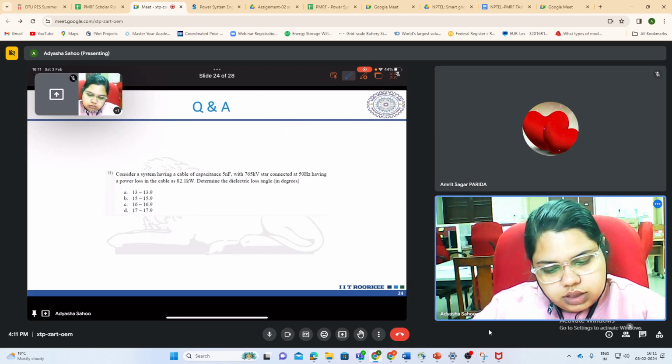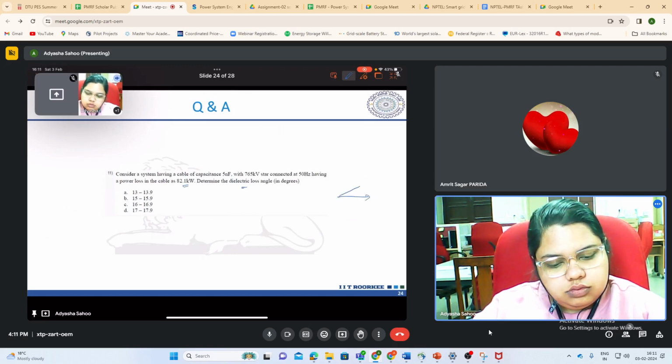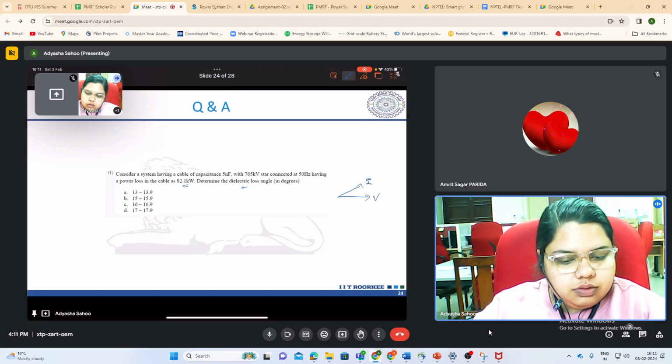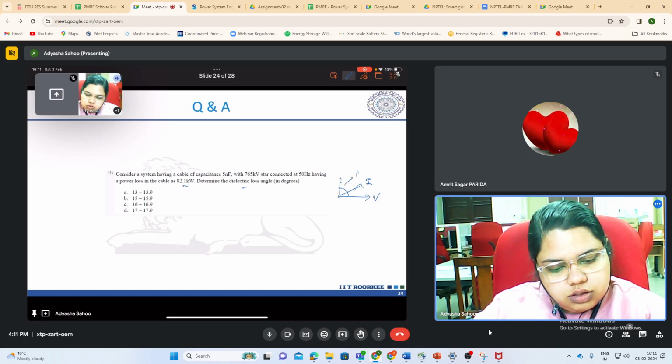Again here capacitance is given and power loss is given. Determine the dielectric loss angle. You know, if it was perfectly capacitive, then I must have been leading V by 90 degrees, but it is not. So this is the loss angle, and this is your phase angle.